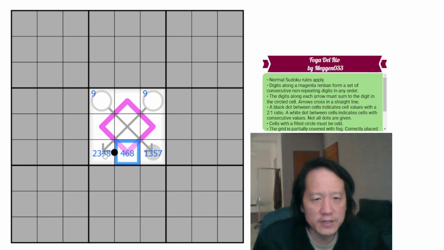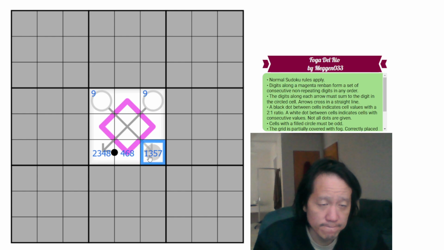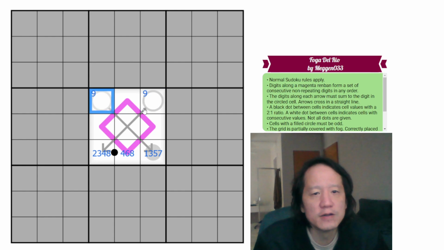Anyways, let's try that. 6 and 3 with 5, 7, and 8. This can't be 5, 7, or 3, so this is 1. We know 2 can never be one of those two cells. So, okay. Right, so this is 3 and this is 2. That adds up to 5. And this is 2 and 1. That adds up to 3, which breaks this cell, because one of them must be 9 also. So 5, 6, 7, 8 doesn't work.